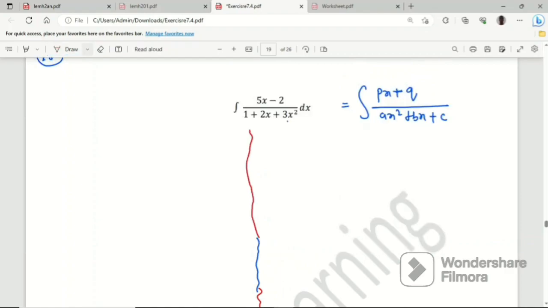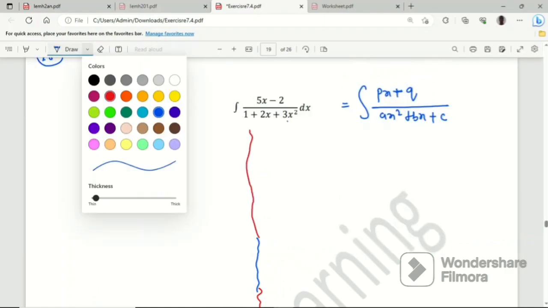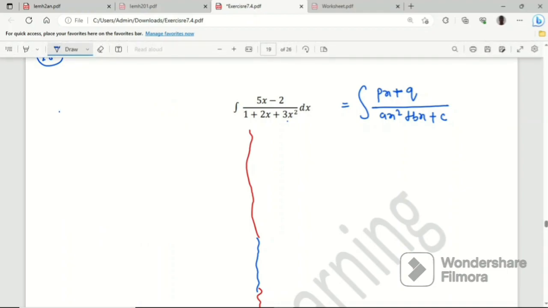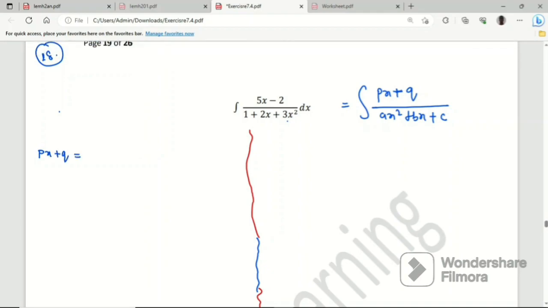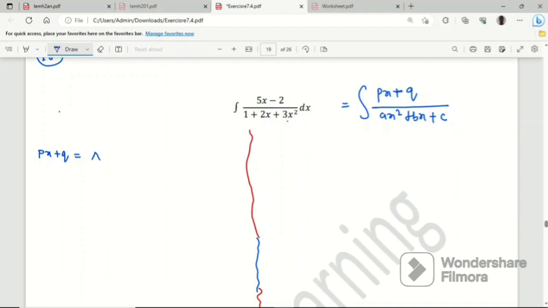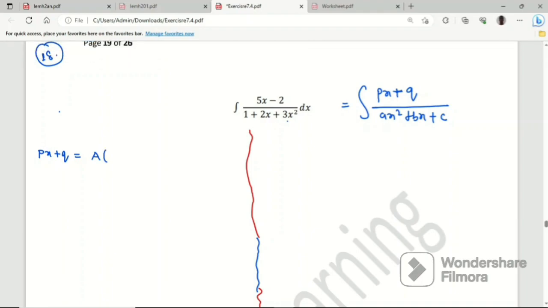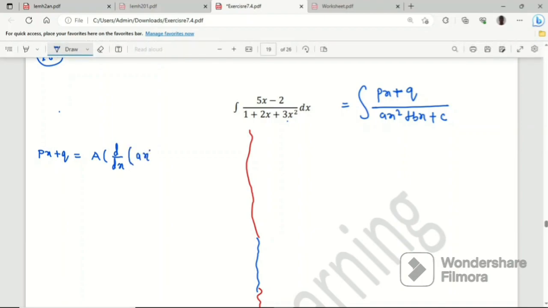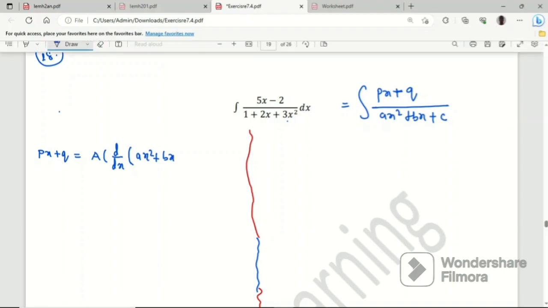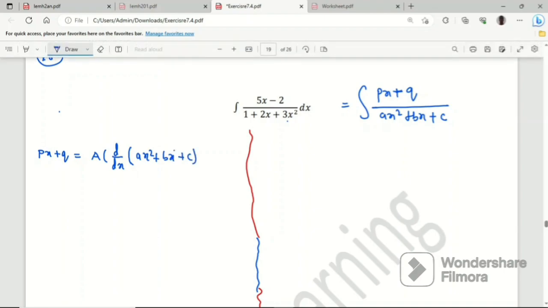Okay, so now I have a question. Yes, so what do we do in this type of question? We write the numerator. Here the numerator is px plus q, so I'll write px plus q as a into d by dx of the denominator, that is the differentiation of the quadratic equation, whatever it is in the denominator, plus some constant b.